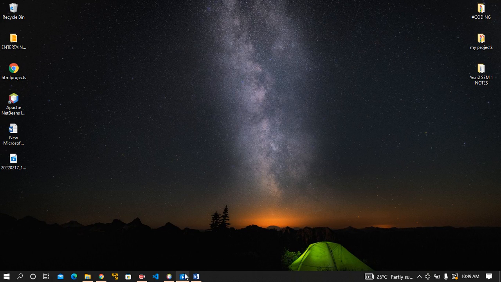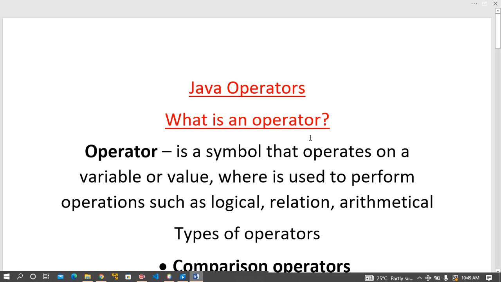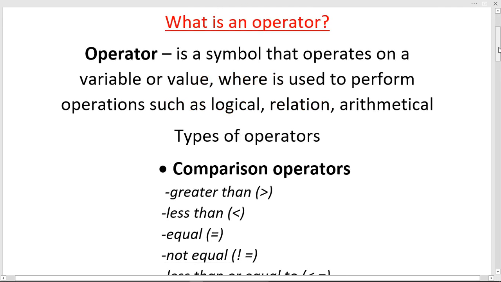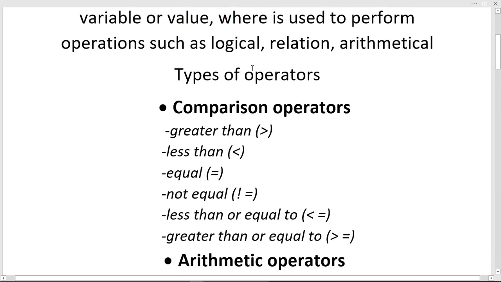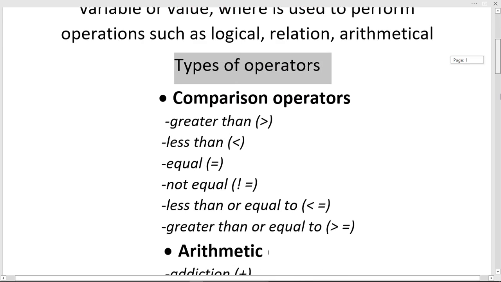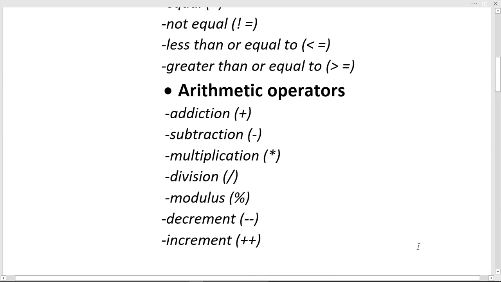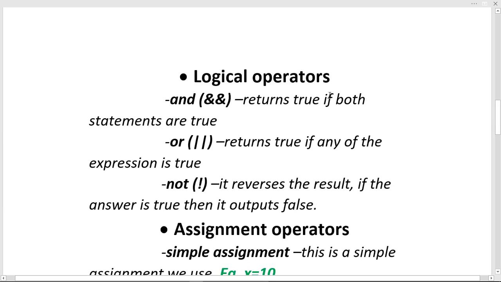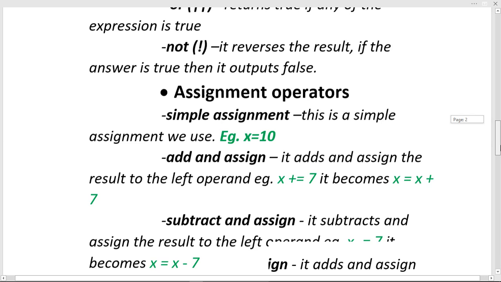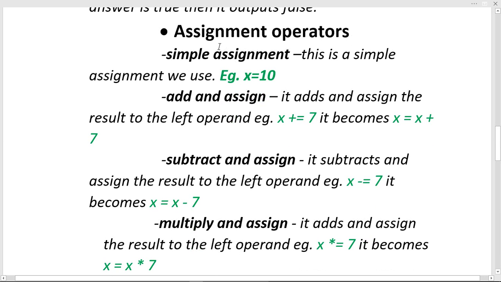So we'll be discussing Java operators. What is an operator? We'll discuss what an operator is, and we will discuss various types. These are the types of operators: we have comparison operators, arithmetic operators, logical operators, and lastly, we'll discuss assignment operators.